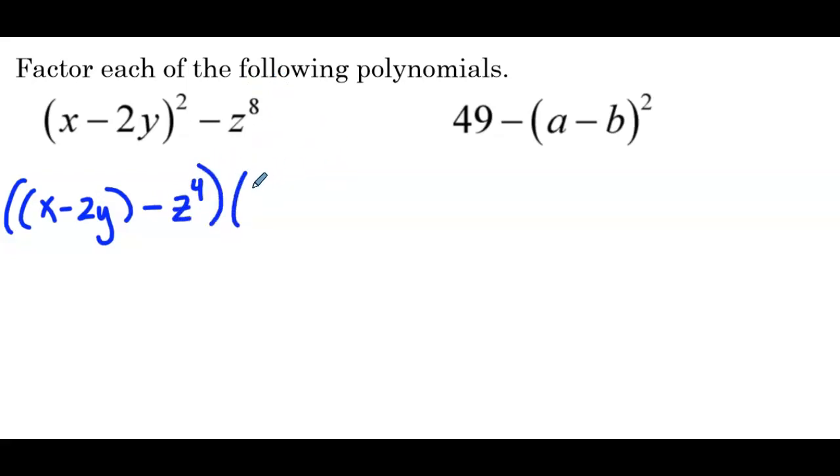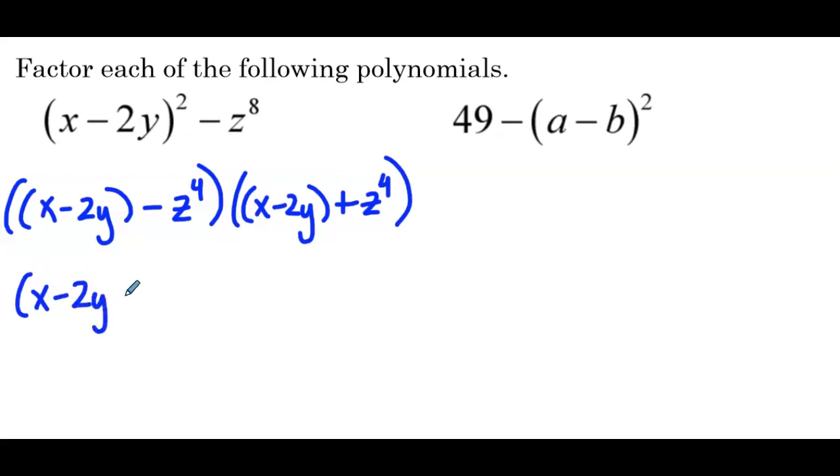And then we're going to multiply that by the conjugate, which is x minus 2y still. First term stays the same. And then plus z to the 4th. And again, if we want to make our factors look a little bit neater, we don't need the parentheses in this case. So we'd have x minus 2y minus z to the 4th, and then x minus 2y plus z to the 4th. So a little bit more challenging, but if we keep our approach consistent, then we really should be able to handle any problem they give us, even these crazy looking ones.